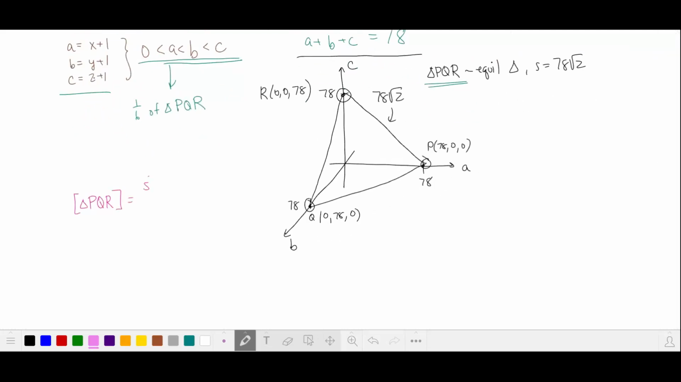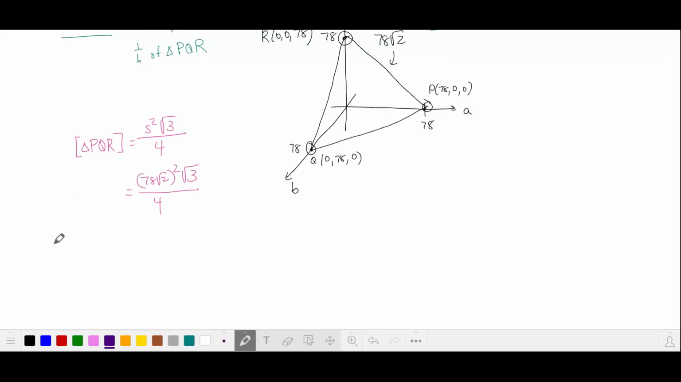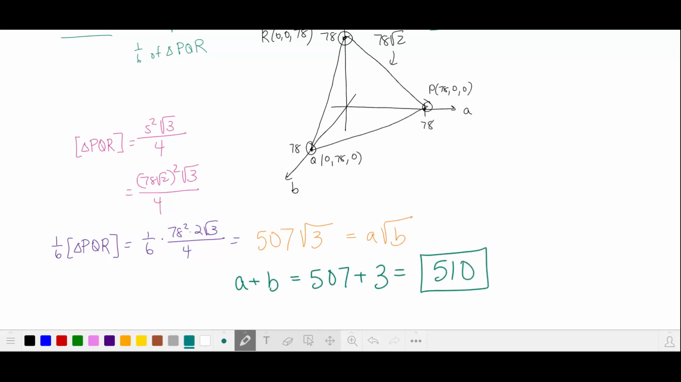We'll use our formula for the area of an equilateral triangle, and we'll take 1/6 of that. Canceling all the common factors and multiplying it out, our area is 507√3. The problem asks for the sum of a and b, and our answer is 510.